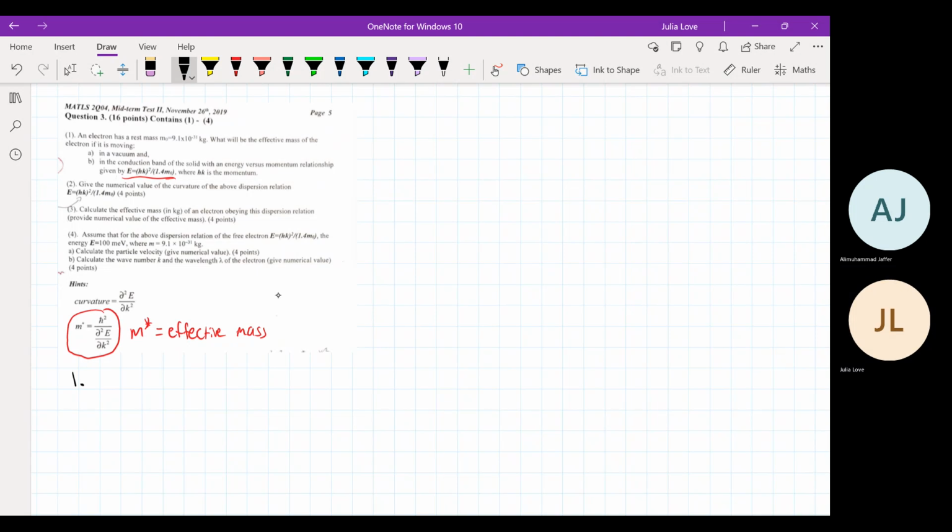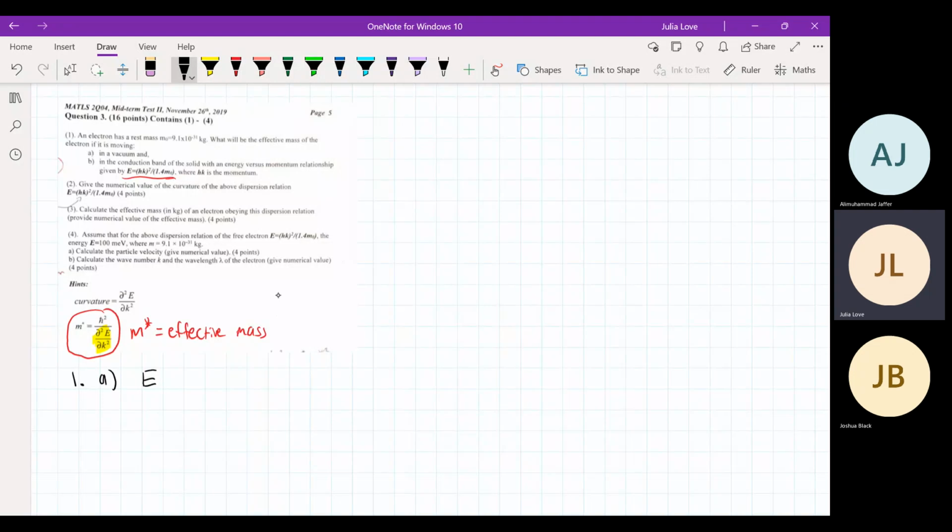So for part A, we know that we're going to have to find this relationship of the energy to plug it back in to get the effective mass. So for an electron that's in a vacuum, this energy is going to be given by this equation here, where m0, I'm just going to write it up here, is the rest mass.